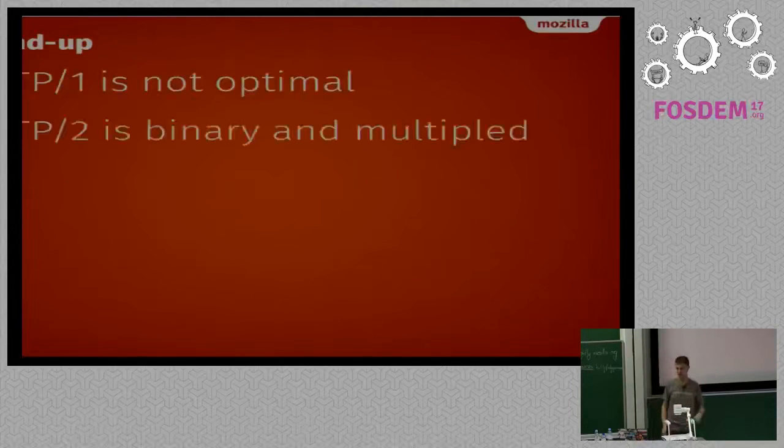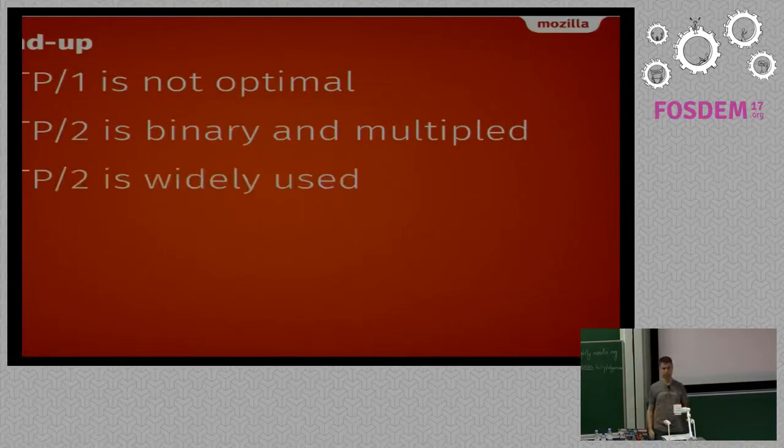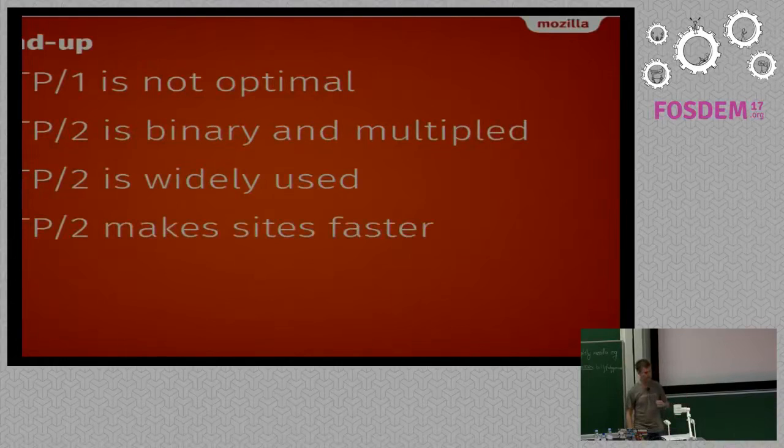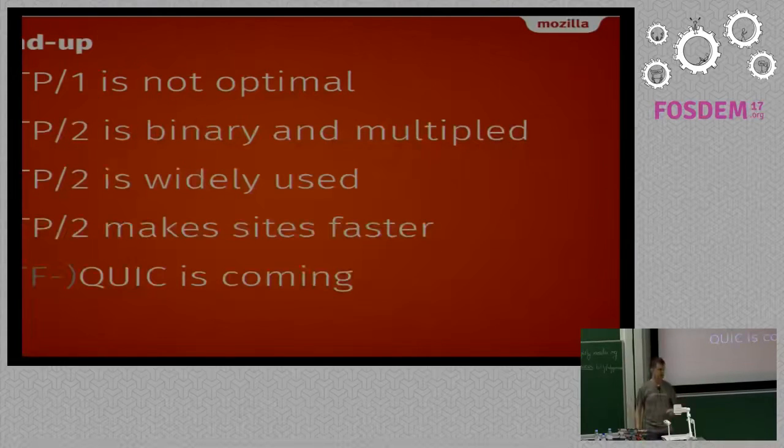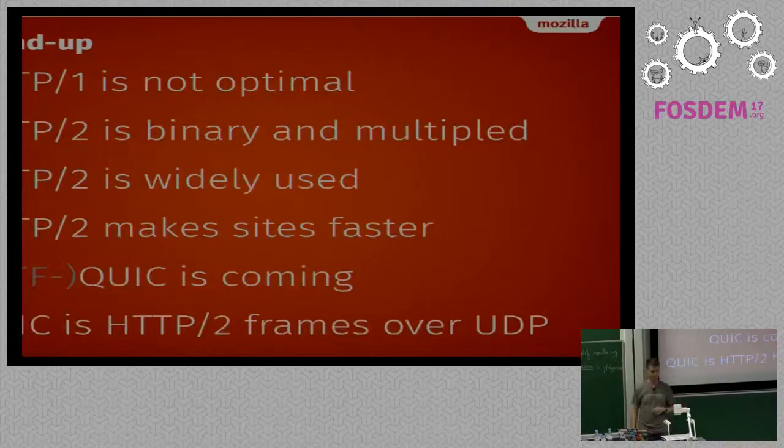So then a fast roundup is that H1 wasn't really optimal, and H2 is binary and multiplexed, which fixes a lot of these problems. It is getting widely adopted and used everywhere, especially if we count by volume by browsers. It makes sites faster. I didn't really say that, but it does. And QUIC is coming really soon, maybe, and basically it's H2 frames over UDP. That's the summary of everything you need to know.